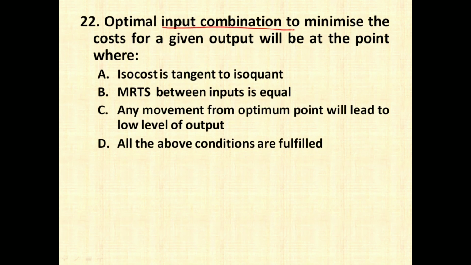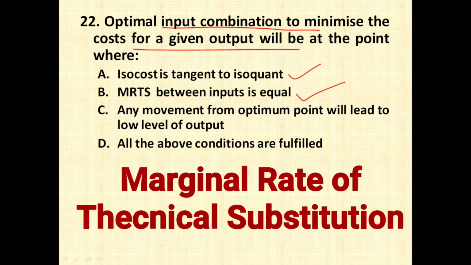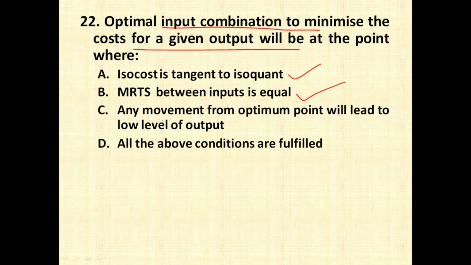Optimal input combination to minimize the cost for a given output will be at a point where iso-cost is tangent to iso-cons. Definitely this is correct. MRTS between inputs are equal. This is also correct. MRTS stands for marginal rate of technical substitution. Any movement from optimum point will lead to lower level of output. This is also correct. A, B, C all are correct. Therefore, option number D, that is all the above conditions are fulfilled.